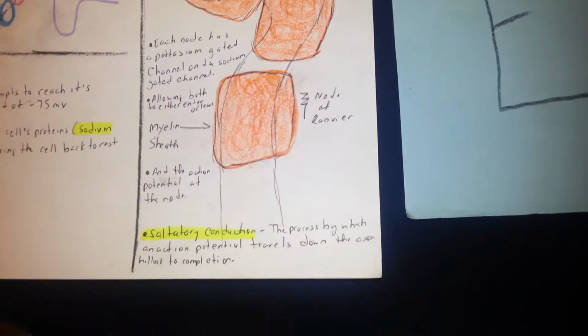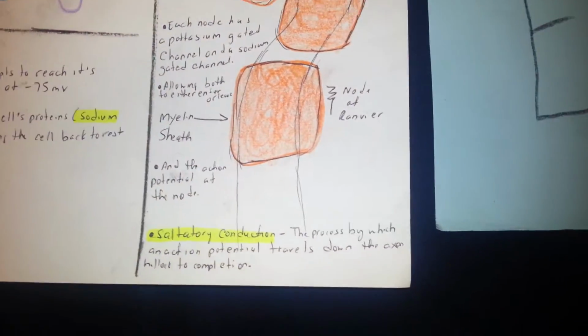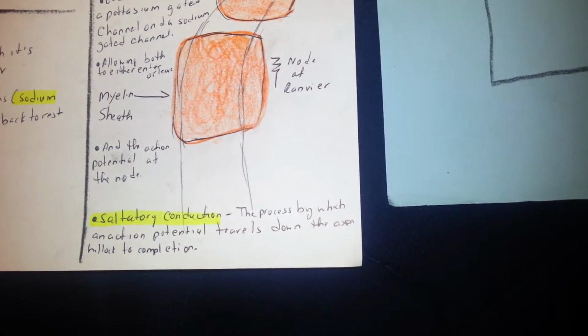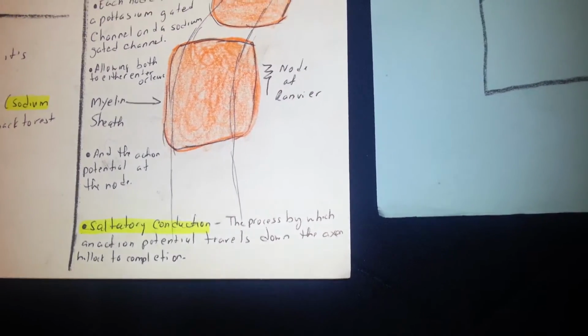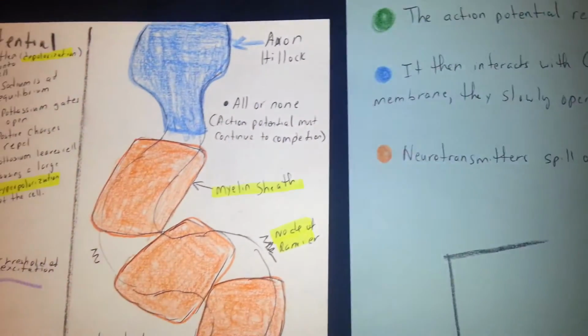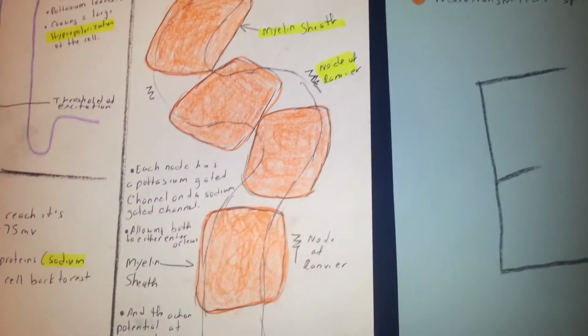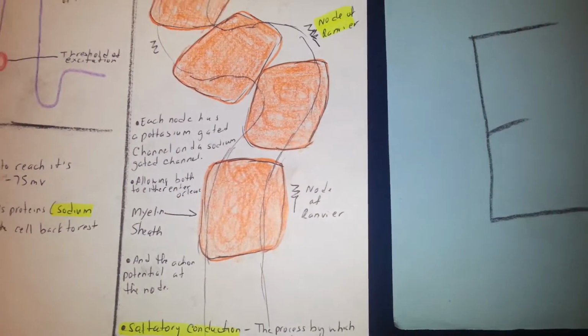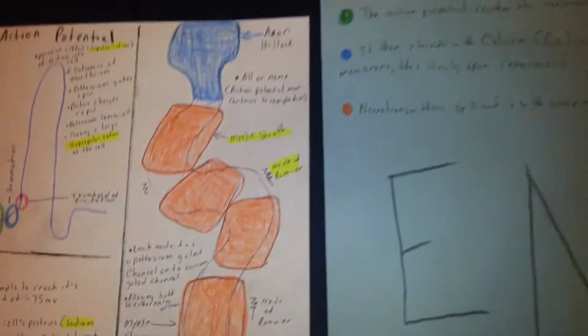Bringing me to the definition of saltatory conduction. The process by which an action potential travels down the axon hillock to completion. So it comes down the axon hillock located on the neuron, and it must come all the way down until it's completed and it's done its job to go to the next cell, which would be cell C.